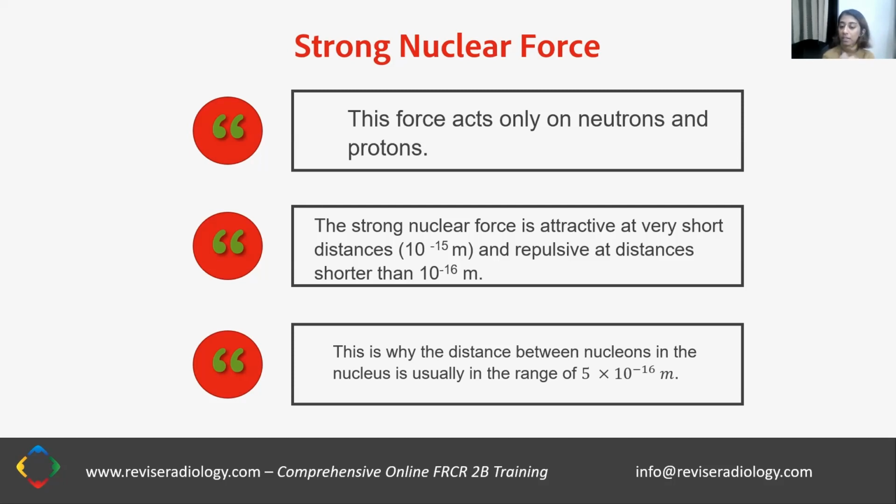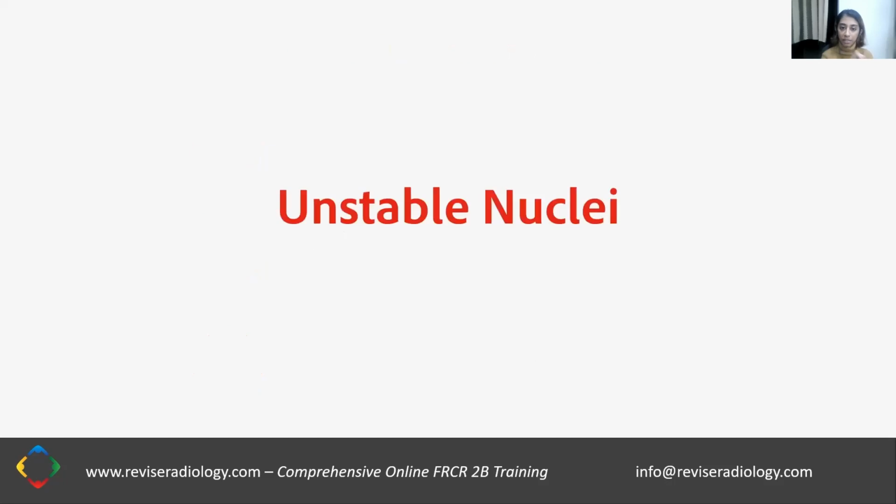So this is why the distance between nucleons in the nucleus is usually in the range of 5 × 10 to the power minus 16 meter. That's because this is the distance at which the strong nuclear force is at its most attractive. So that's the most stable configuration for the nucleus to be in. This is a concept that we'll encounter again and again: particles and elements and everything in nature seek stability. If there's a more stable configuration, they will seek that repeatedly.